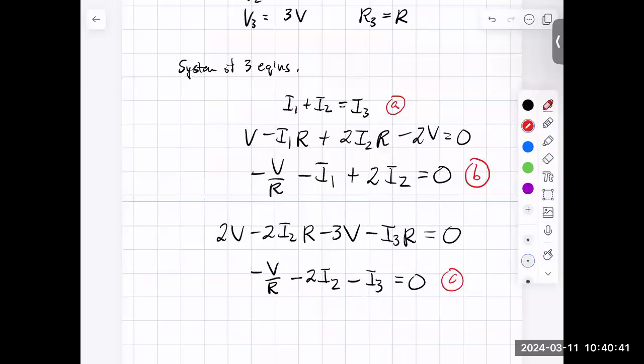Okay, so now we're ready to start solving this system of equations, and there's no right or wrong way to approach this. What we can do is, basically we have 3 unknowns. The first step is to take those 3 equations and eliminate one of the variables, and that will leave us with a system of 2 equations and 2 unknowns, which are easier to solve. So I'm going to try to eliminate I3. And to do that, we're going to work with the 2 equations that involve I3. So we have equations A and C.